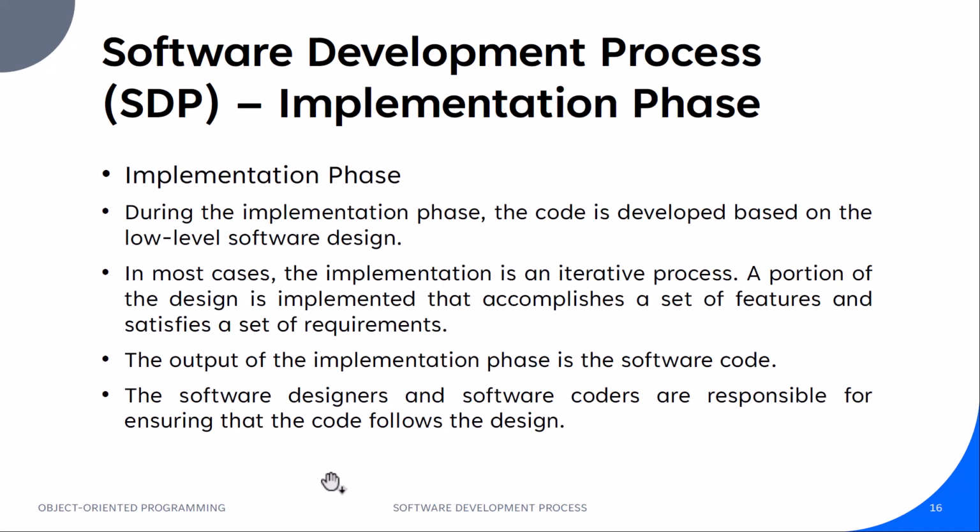Now, during the implementation phase, the code is developed based on low-level software design. In most cases, the implementation is an iterative process, just like the design process. A portion of the design is implemented that accomplishes a set of features and satisfies a set of requirements. Now, the output of the implementation phase is the software code, and the software designers and software coders are responsible for ensuring that the code follows the design.